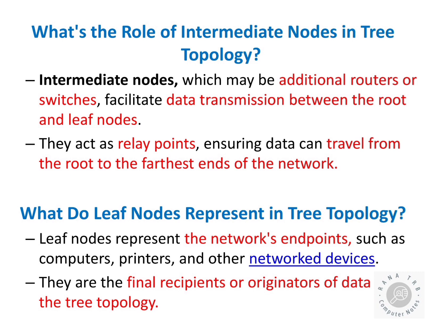So here, what is the role of the intermediate node? That is the middle layer, which will look like an additional router or a switch that facilitates the data transmission between the root and the leaf node, that is the child node. It acts as a relay point, ensuring the data can travel from the root to the farther end of the network. And what does the leaf node represent in this topology? It is one of the network endpoints such as a printer or a computer, etc. They are the final recipients or the originators of the data within the tree topology.